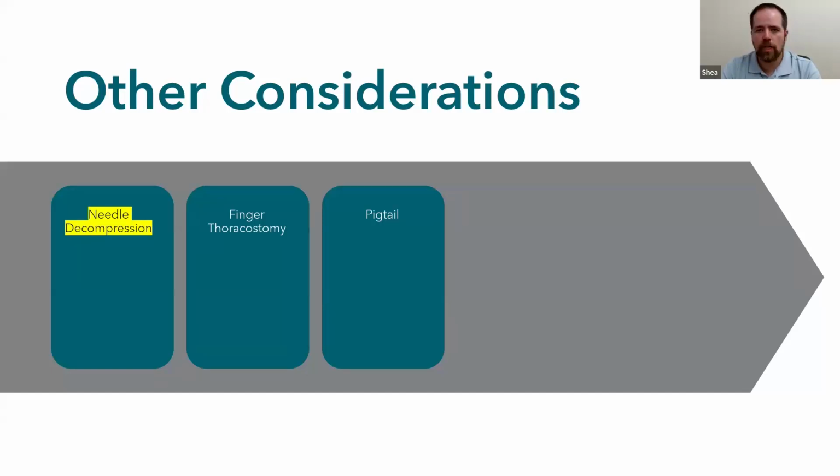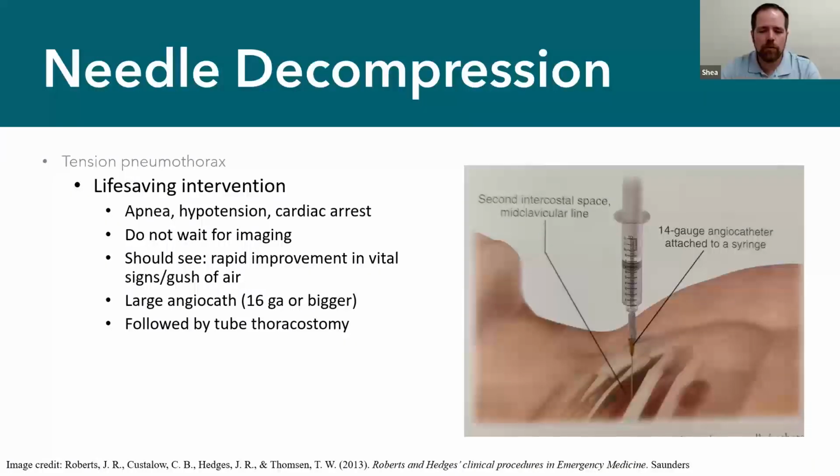So needle decompression, we talked about this a little bit. This is for that really truly life-saving intervention in a disaster setting. This may be your only option. You may not have a chest tube available to you. These are for our patients that we're concerned have tension pneumothorax, right? So apnea, hypotension, they have a blunt or penetrating cardiac arrest. Potentially doing a needle decompression bilaterally might be reasonable in that setting.